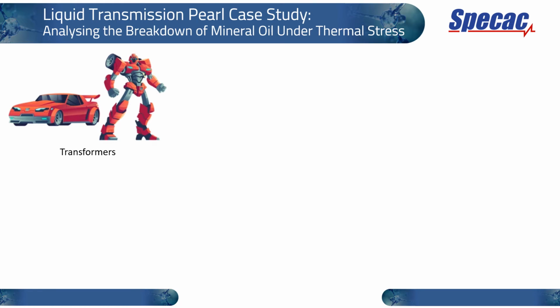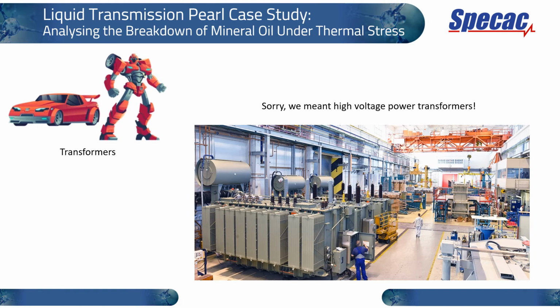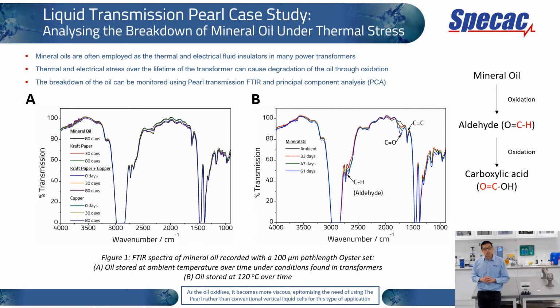So now we're going to talk about transformers, but not the animation kind. We're going to talk about high voltage power transformers. So mineral oils are very often employed as the thermal and electrical fluid insulator in many power transformers. Thermal and electrical stress over the lifetime of the transformer can cause degradation of the oil through oxidation. And the breakdown of the oil can be monitored using Pearl transmission FTIR and principal component analysis, or PCA.